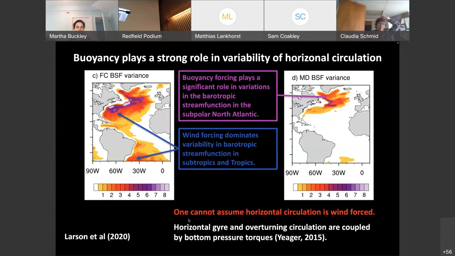So what we have here is the barotropic stream function variance, the annual barotropic stream function variance, and the fully coupled model is shown on the left and the mechanically decoupled model is shown on the right. What you see is that in the subtropics and tropics, the barotropic stream function is pretty much all due to the wind forcing, right? So it's absent in the mechanically decoupled model. But in the subpolar gyre, buoyancy forcing also plays a role in the barotropic stream function. And this is in accord with the results of Yeager 2015 that shows that bottom pressure torques couple the horizontal gyre and overturning circulations.